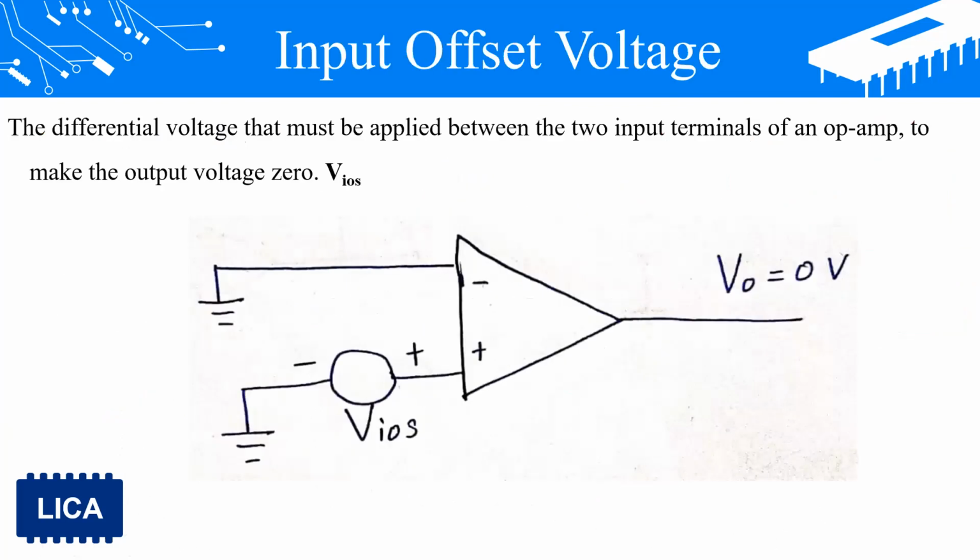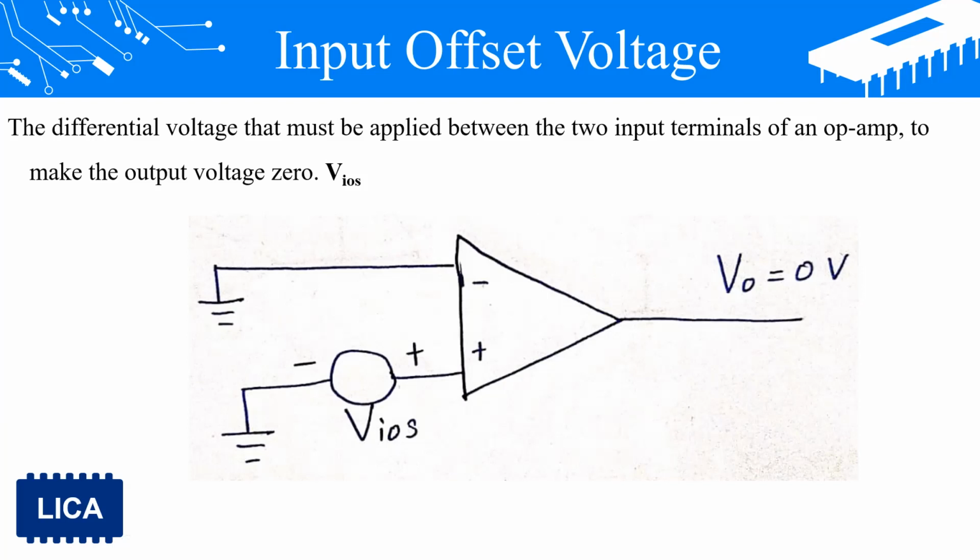Now the third parameter, input offset voltage. We are going to discuss input offset voltage. After compensating techniques, the output may not be zero with zero input voltage again. Why? Because of unavoidable imbalances inside the op amp. In the previous step also we discussed like that. Due to the internal architecture, we cannot make both the base currents, the bias currents, equal.